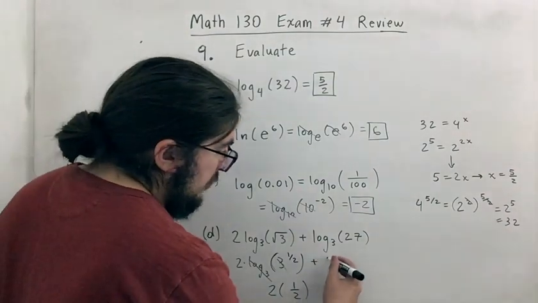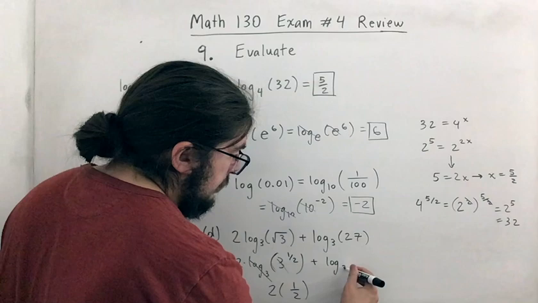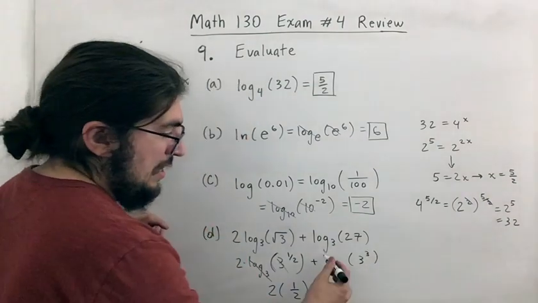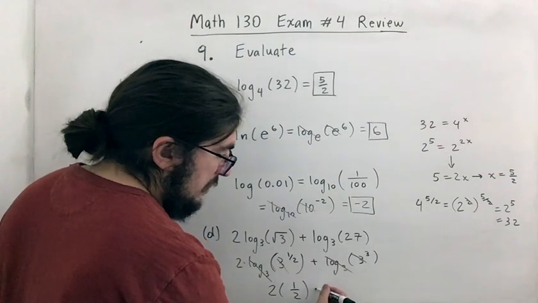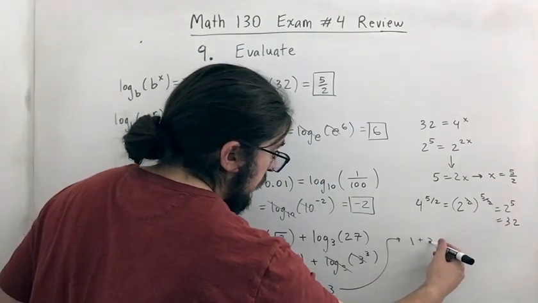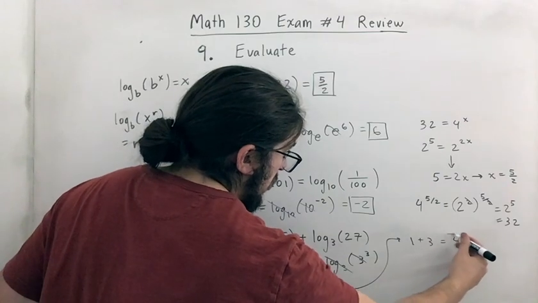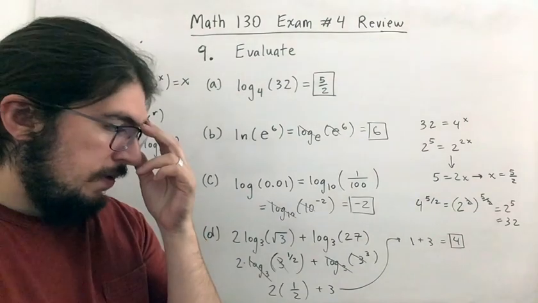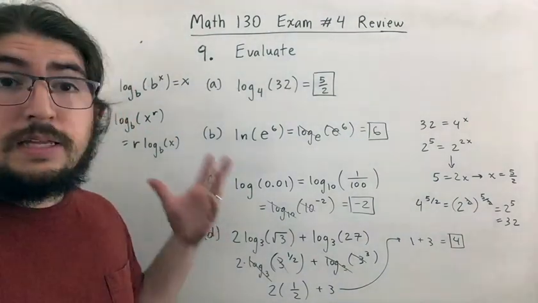Okay? 27 we saw earlier is 3 to the 3. There we go. That's what I meant to say. The log base 3 will cancel that 3 to just give you 3. So all in all, this is equal to 1 plus 3, which is 4. So this logarithmic expression simplifies to just 4. Okay, great. So that was the answer, 4, for number 9.